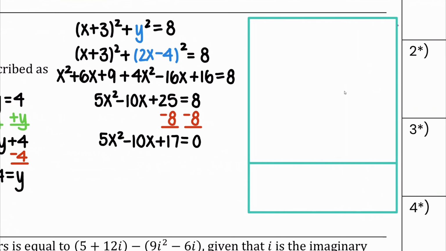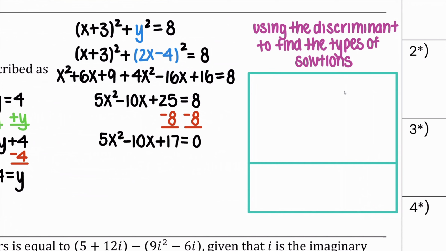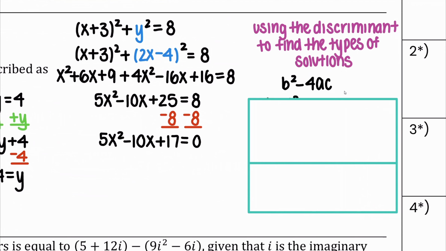So like mentioned before, the answer choices only talk about the types of solutions. So what we're going to do is use the discriminant to find the types of solutions. And so that's going to give us our discriminant, b squared minus 4ac. So substituting in our values, a is 5, b is negative 10, and c is positive 17.